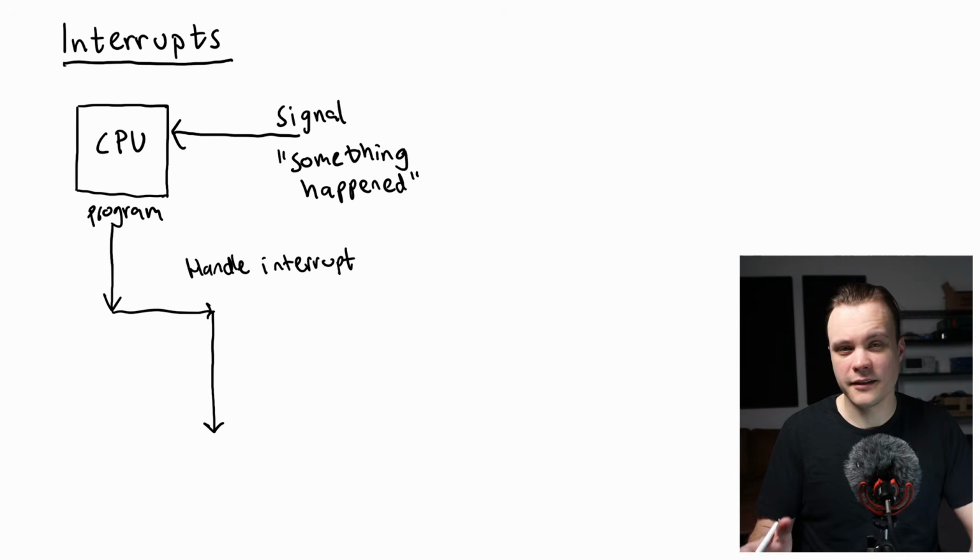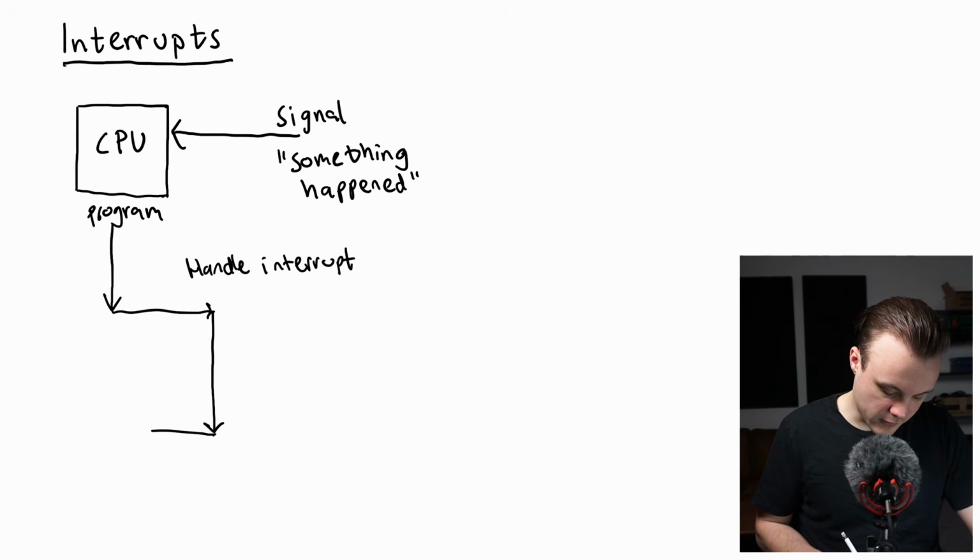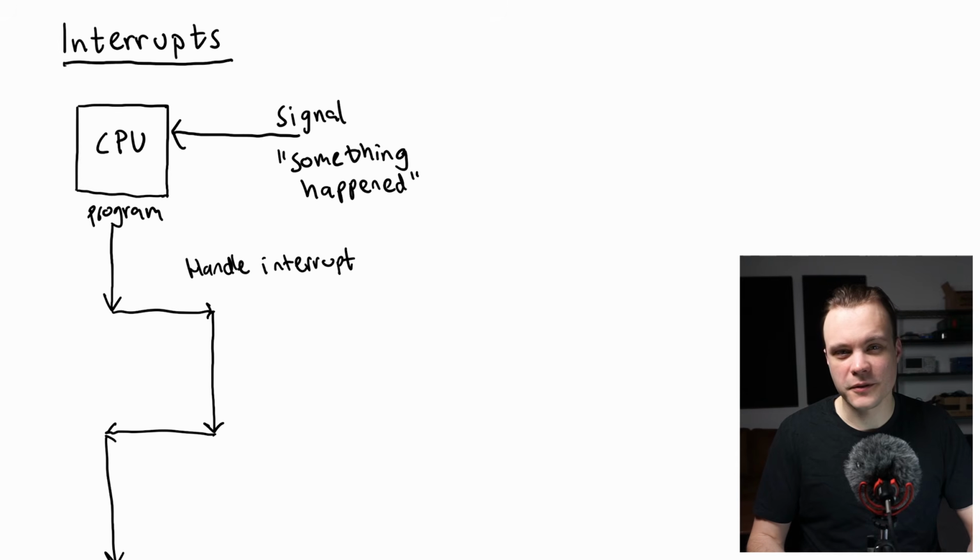And when it's done handling the event that just happened, it's going to go back and continue executing where it was interrupted. So from the program point of view, it's going to be like nothing happened. The only difference is basically that there is going to be an additional delay between two instructions of the main program. Of course, this is a very simplified explanation of what an interrupt is.